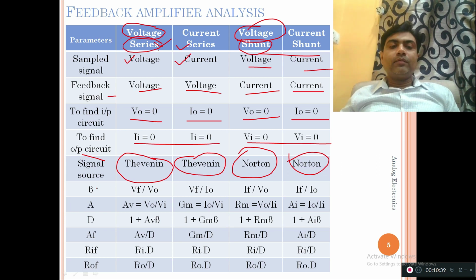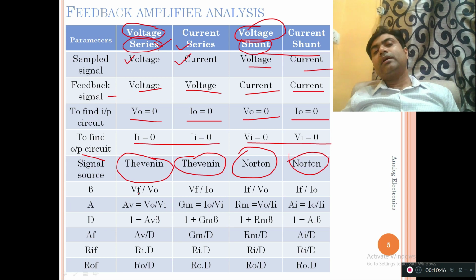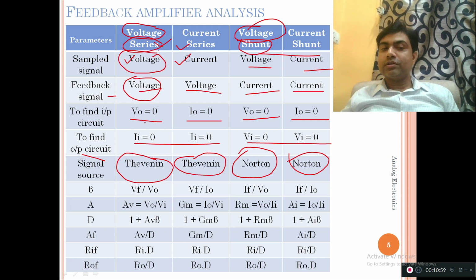Accordingly, we have defined the value of beta. What is beta? Beta is the feedback factor, and the feedback factor depends on what kind of feedback we are getting. If I am interested in the voltage series configuration, then the feedback signal is voltage and the sampled signal is also voltage. So I have written here Vf upon V naught.